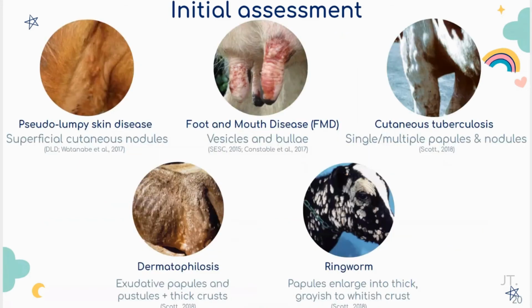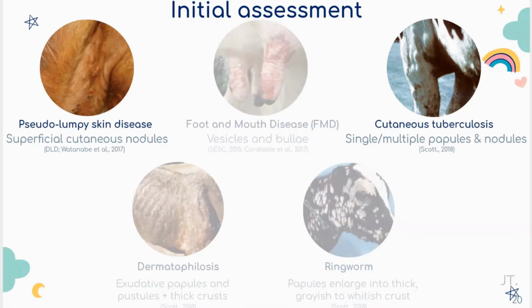Next, pseudolumpy skin disease will come as superficial cutaneous nodules. Foot and mouth disease will be vesicles and bullae. For cutaneous tuberculosis, it will come as single or multiple papules and nodules. For dermatophilosis, it will present as exudative papules and pustules plus thick crust. And in ringworm, we will find papules that enlarge into thick grayish to white crust. Out of these five, we can rule out three of them, and only pseudolumpy skin disease and cutaneous tuberculosis remain.